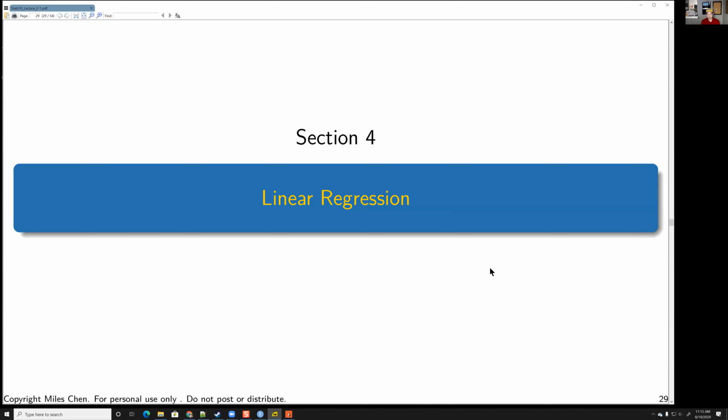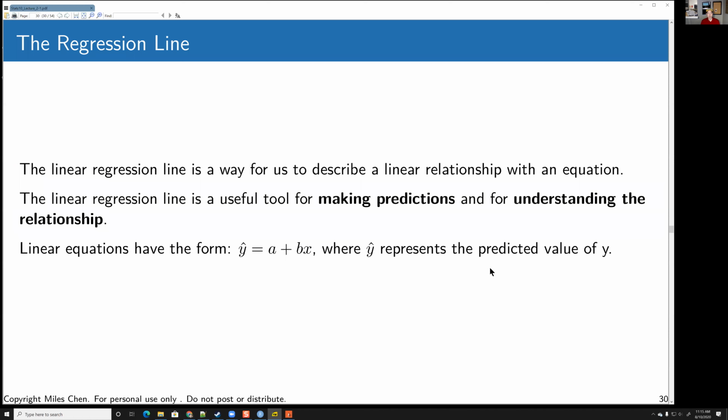And that's what we're going to do with linear regression, okay? So the linear regression line is a way for us to describe the relationship with an equation, okay? It's useful for making predictions and for understanding the relationship, all right?